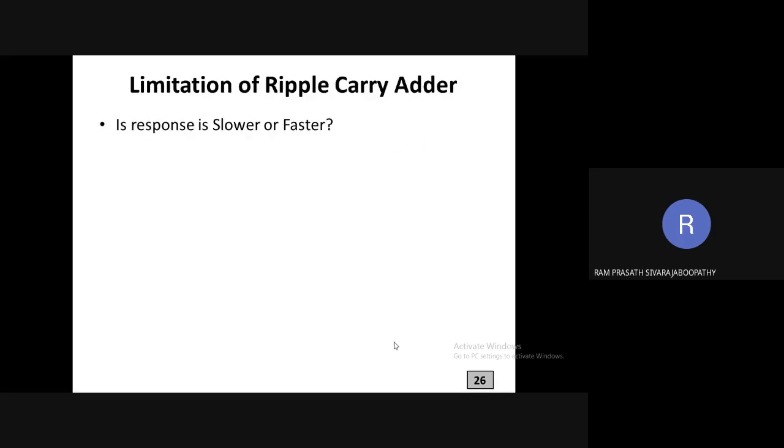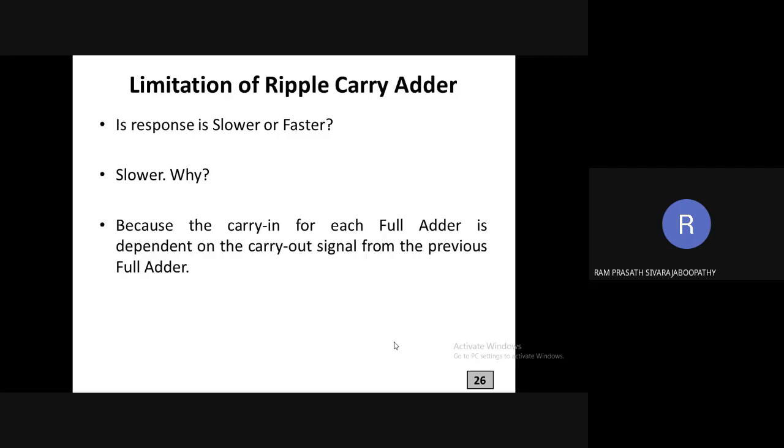Okay, fine. Now this response is slower or faster? இந்த circuit ஓட response slower இருக்குமா faster இருக்குமா? As we are having ripple carry, whether the circuit is faster or slower? Slower. Very good. So to overcome this, so ஏன் வந்து இது slower னு சொல்றோம்? Why it is slower? Because the carry in for each full adder is depend on the carry out signal from the previous full adder. Correct? Okay. To overcome this, we are having some adder circuit named fast adder or carry look ahead adder.